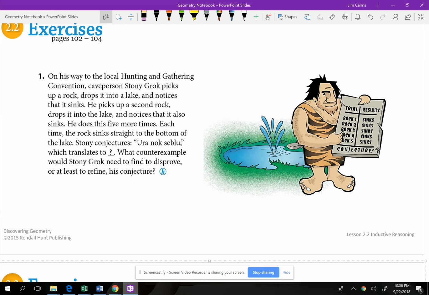On his way to a local hunting and gathering convention, caveman Stony Grok picks up a rock, drops it into a lake, and notices that it sinks. He picks up a second rock, drops it into the lake, and notices that it also sinks. He does this 5 more times. Each time, the rock sinks straight to the bottom of the lake. Stony conjectures, Ura Nok Seblu, which translates to the rock sinks. What counterexample would Stony Grok need to find to disprove or at least refine his conjecture?